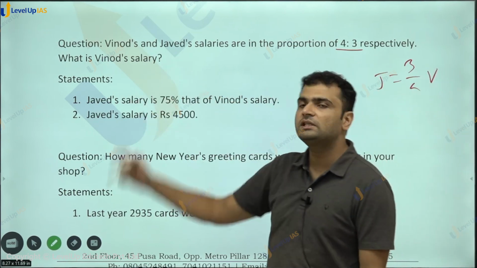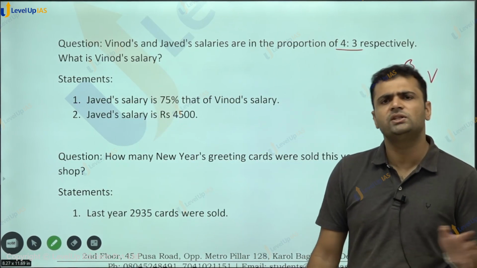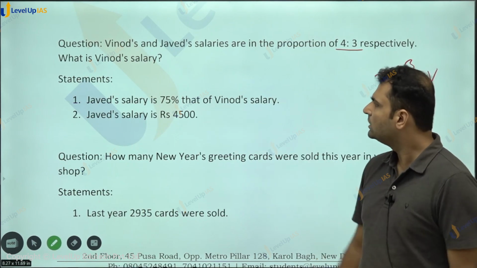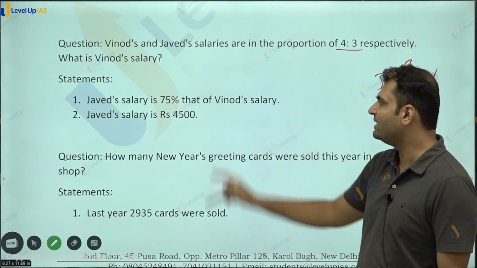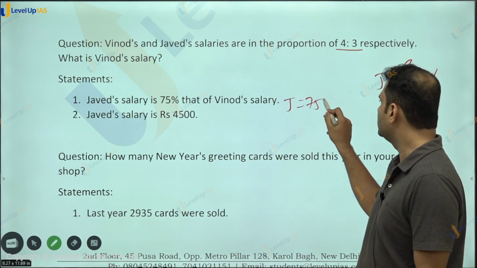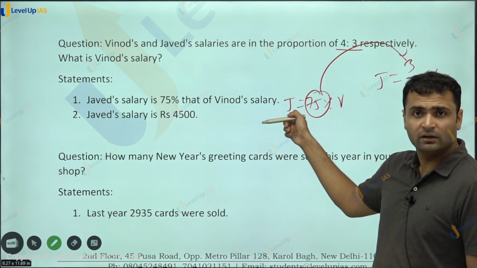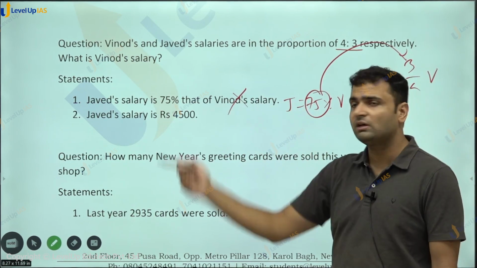Question is, what is Vinod's salary? We want to find out the value of V. With one more equation, we can find out the value of V, J, everything. First statement, Javed's salary is 75% that of Vinod. So Javed is equal to 75% Vinod. But 75% is the same as 3/4, right? So this is not a new equation. So this is not sufficient.